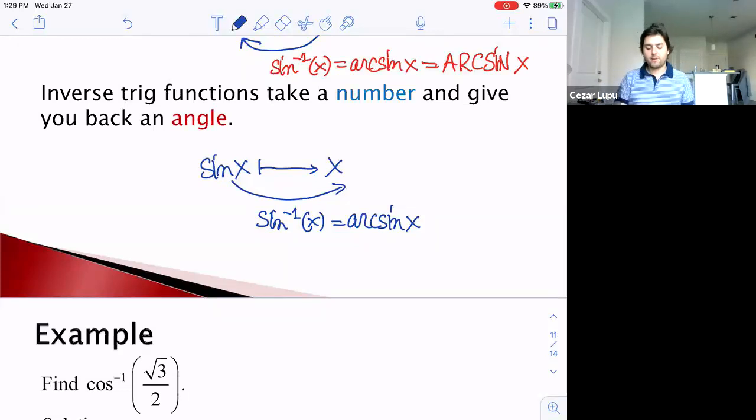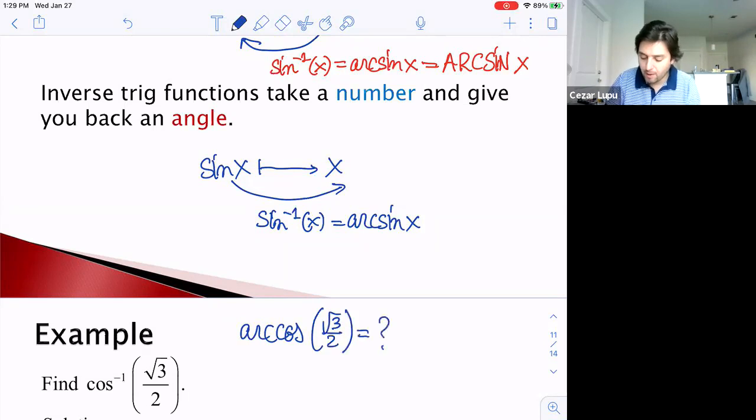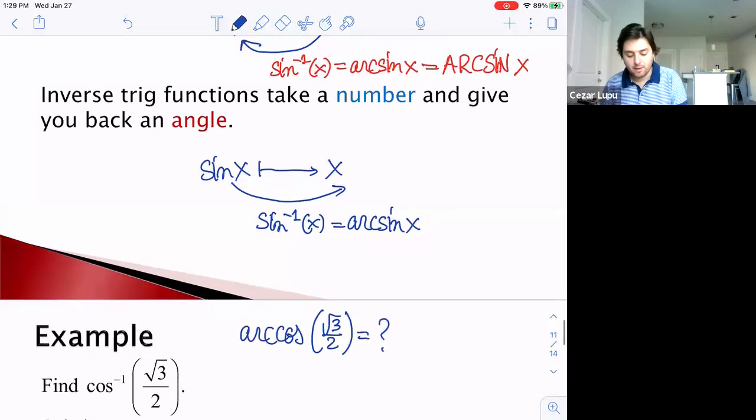What if I want to find cosine inverse of square root of 3 over 2? So this is nothing other than arc cosine of square root of 3 over 2. What is this? Well, like I said, this is the inverse trigonometric function of cosine. So it will take a number and give you back an angle. So this guy here should be an angle.